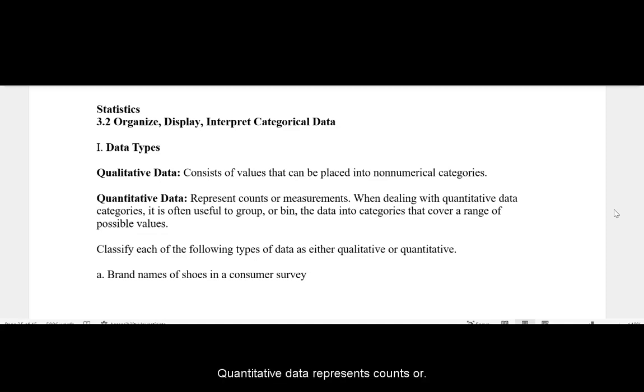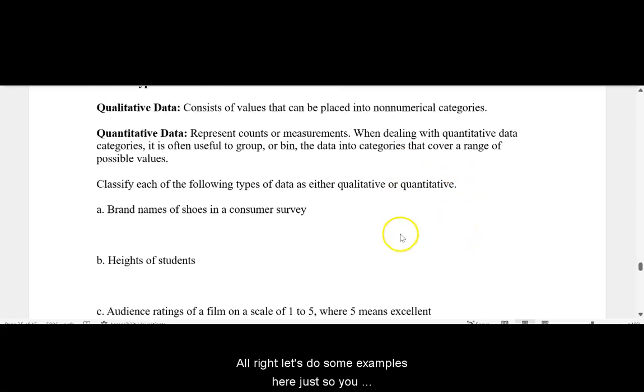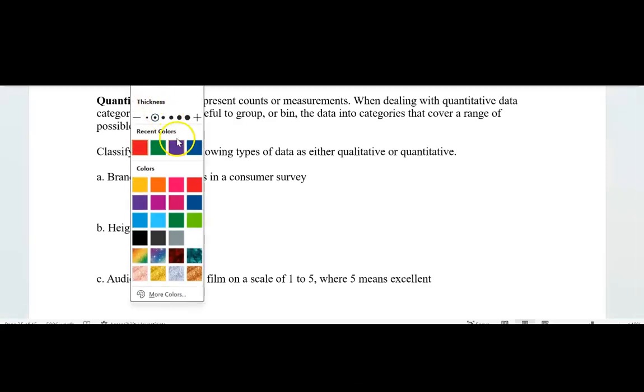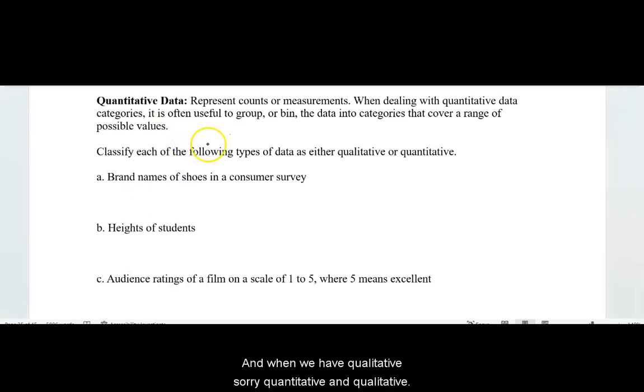Quantitative data represents counts or measurements, numerical categories. When dealing with quantitative data, though, it is often useful to group, or what we call bin, the data into categories that cover a range of possible values. All right, let's do some examples here just so you can see when we have qualitative and when we have quantitative.